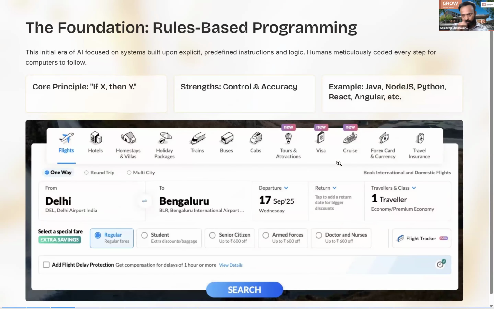Okay, so let's talk about the evolution. There are three parts in it. The first part is rule based programming. You would have heard examples like Java, Node.js, Python, and all those things. These are very, very specific. If you need X, you need to tell that this X needs to be done. If this is the case, then execute that. If you look at this screen and all these icons, the first one is flight, the second one is hotel, homestays and villas. This is how it is created: the first icon will be flight and the second icon will be hotels. So everything on this screen is either configured to be fixed, or if something is changing, it is configured to be dynamic. But that dynamic nature is also fixed, that this needs to be dynamic. So everything is fixed here.